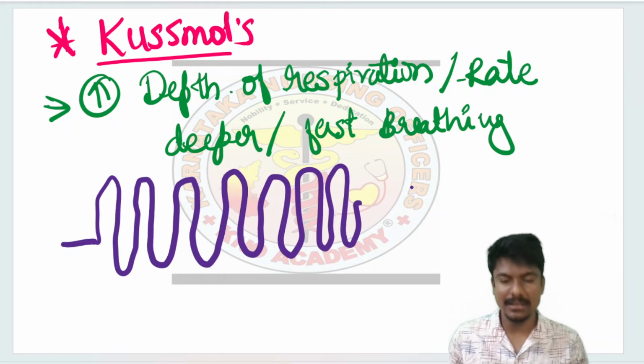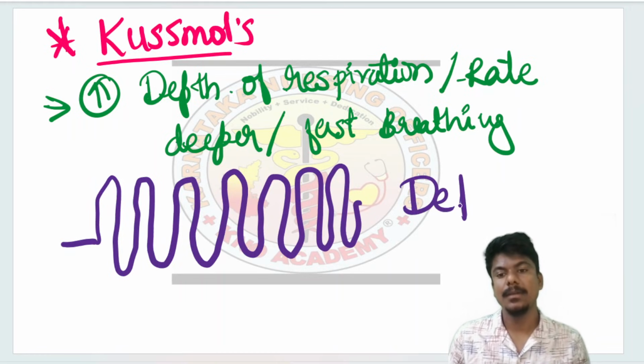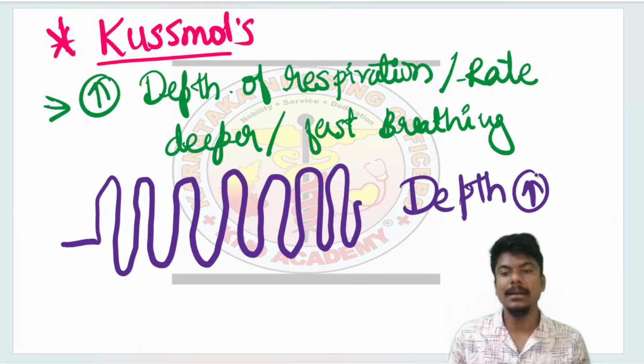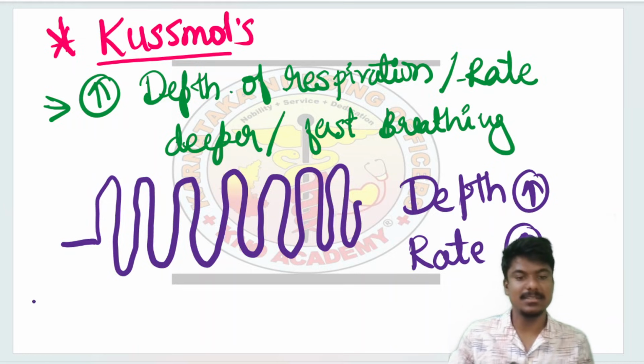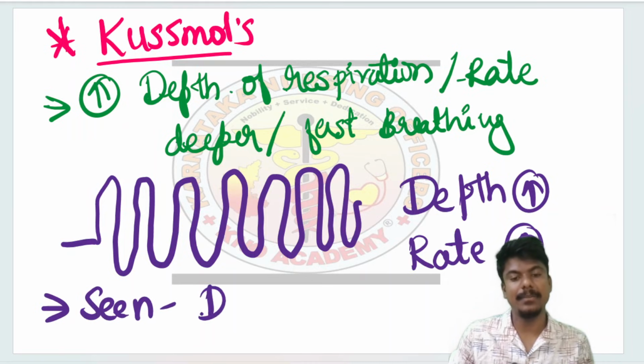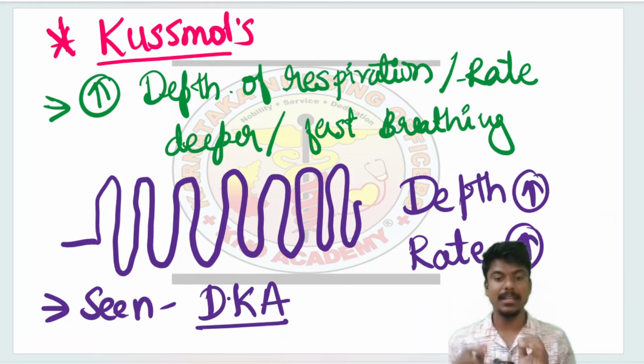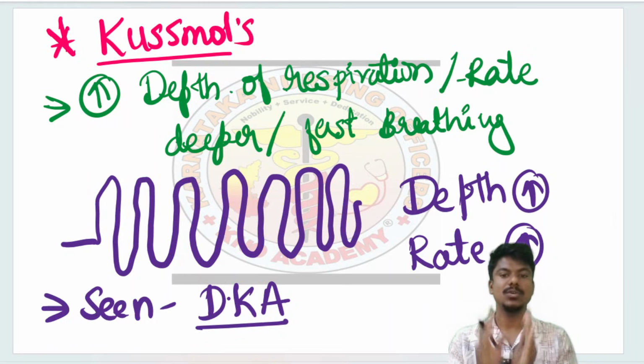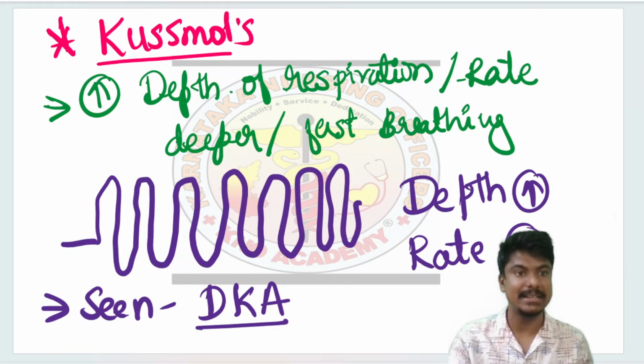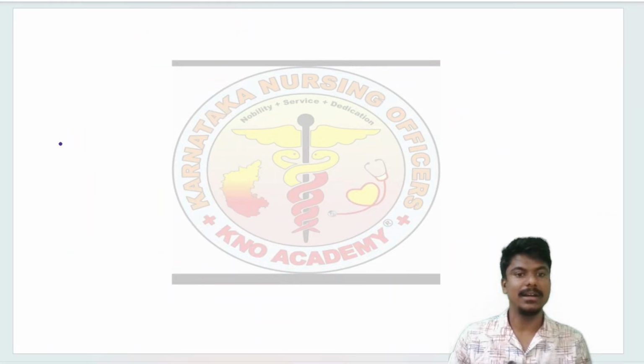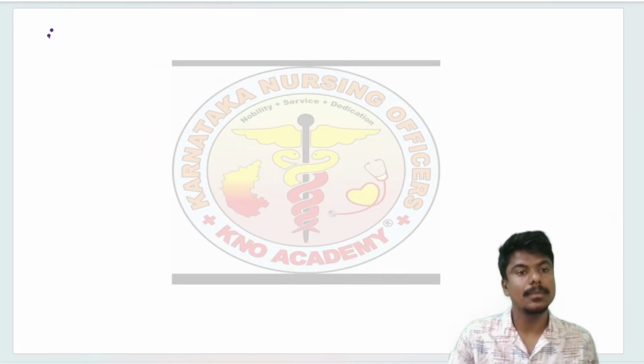Here the depth of respiration will be more, and the rate of the respiration will also be more. This is especially seen in case of diabetic ketoacidosis. It's a cardinal sign. Kussmaul's breathing is the cardinal sign of diabetic ketoacidosis. Then the third option, that is gasping breathing.